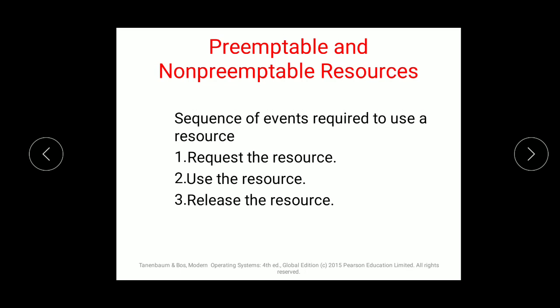First we'll move on to what a resource actually is. As I have described, the sequence of events required to use a resource is: request the resource, that is, acquire it, use the resource, and release the resource. So these are all the things which my resource does. And what are the two types of resource? Preemptible and non-preemptible. I am going slowly in this chapter because this topic is totally new, and once the concept is not clear, you will not understand the topics that follow. That is the reason I am going very slowly.